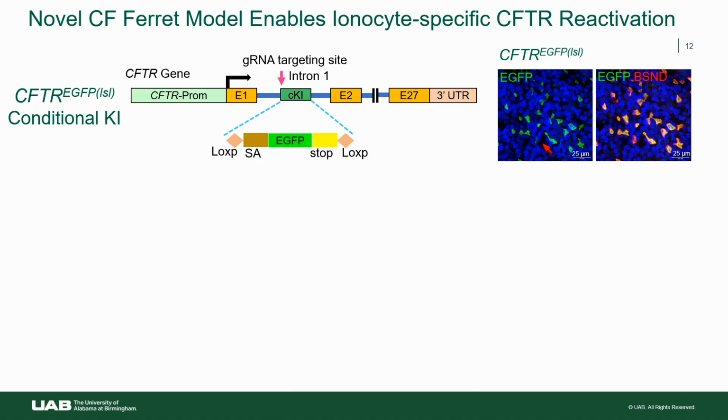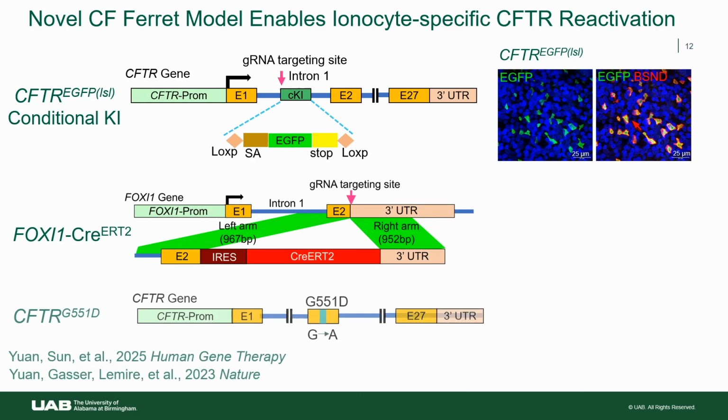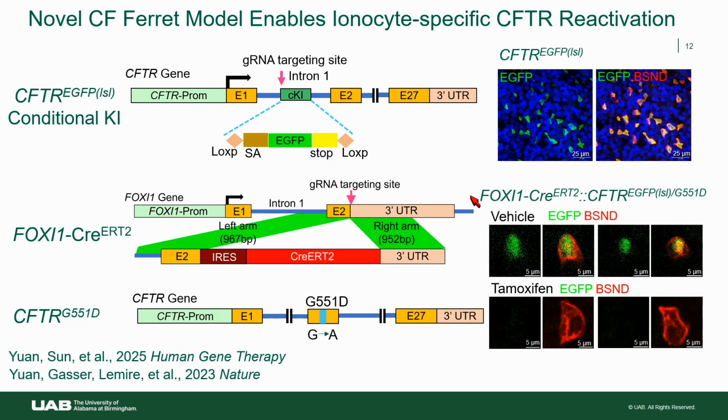Then we did an immunofluorescence staining. We found out that the EGFP signal is really intense in the BSND positive ionocytes. Then next we bred this CFTR EGFP ferret into the FOXI1 CreER and the CFTR G551D ferret. We have a triple transgenic FOXI1 CreER, CFTR EGFP and G551D ferret. So this CF ferret has one allele carrying CFTR EGFP and the other allele carrying the G551D, which can help the CF ferrets to survive with the CF modulator VX770.